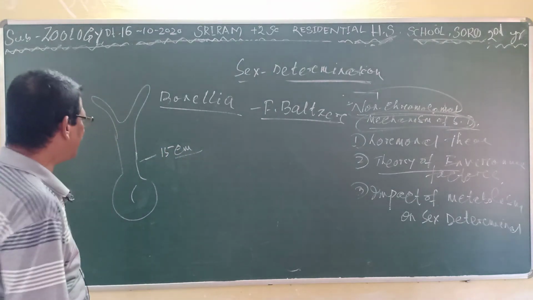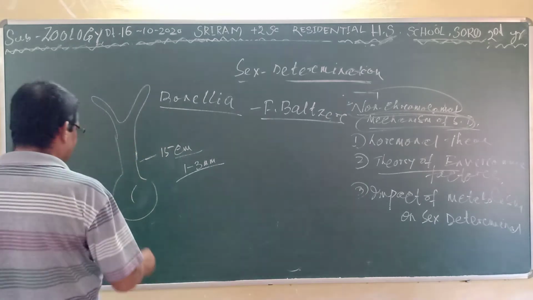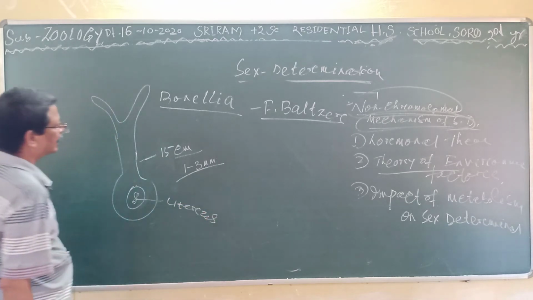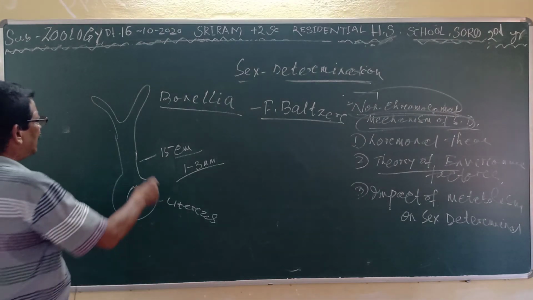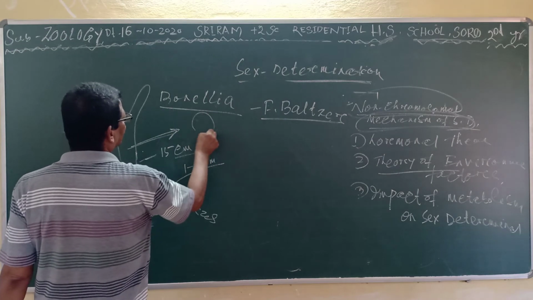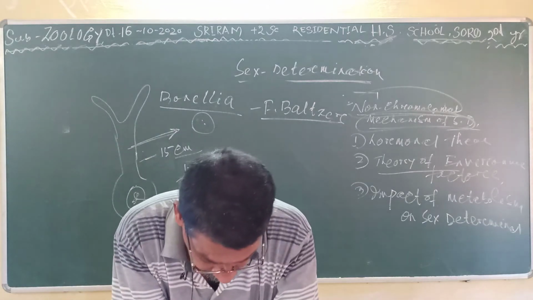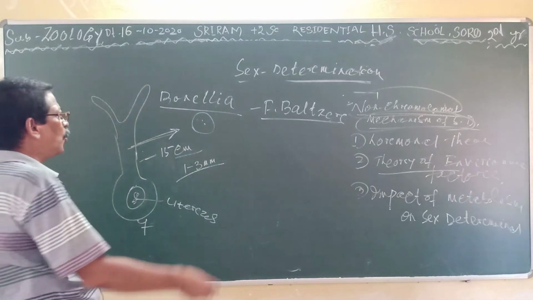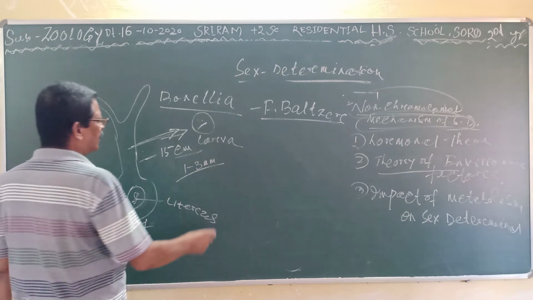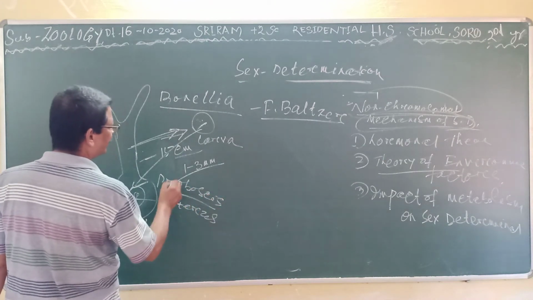Clear? And the male is very small, about 1 to 3 millimeters, and it remains in the uterus of the female. Then the fertilized eggs produced by the female have similar genotypes. The swimming larvae produced by the female have no sex differentiation. If a larva attaches to the proboscis of the female, then it develops into a male.